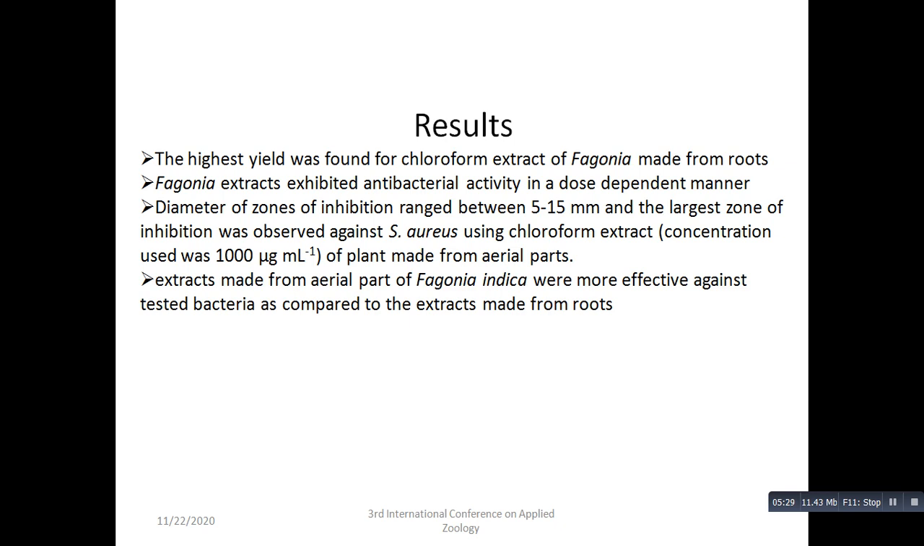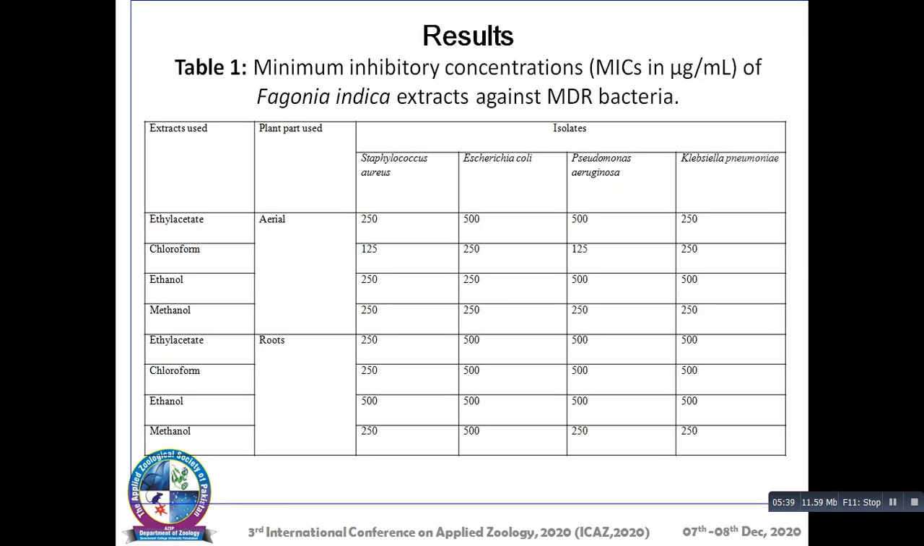Next, the results indicated that minimum inhibitory concentration values range between 125 to 1000 microgram per ml, and the lowest values were observed for chloroform extract made from aerial parts against Staphylococcus aureus and Pseudomonas aeruginosa. Our data displayed that minimum bactericidal concentration values range between 500 to 4000 microgram per ml, and the presented value was 2 to 8 times greater than their respective MIC value, as you can see in table 2.